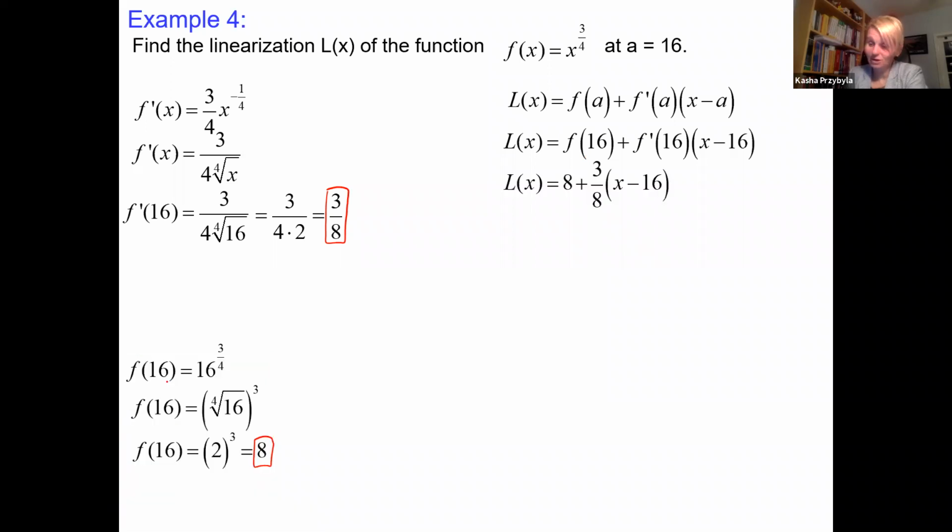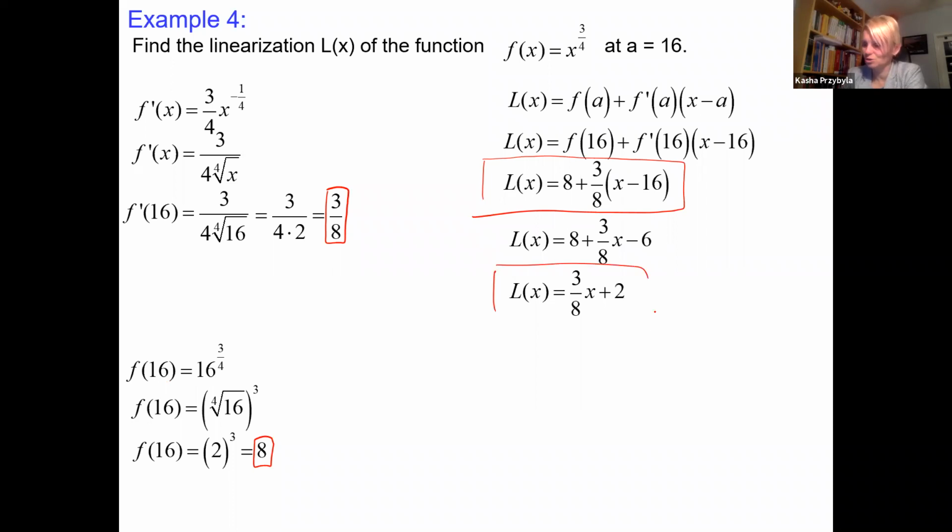Okay, that means this is the linearization. I did distribute, so I do have a nice slope-intercept form, mx plus b. We remember that form, and it's also helpful because now I can put some values instead of x and I know how far away I'm going from 16. If I ask you to evaluate at 18, 18 minus 16 is 2. It will be easy to calculate.